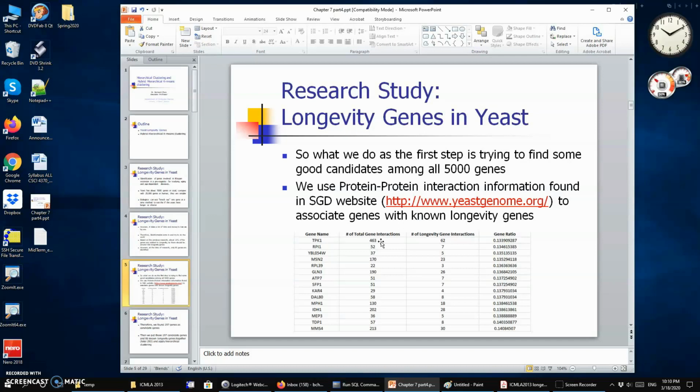What we're interested in is, among all of those interactions, how many of those actually interact with the known 86 genes that we are interested in. We will be able to generate a ratio, and we can sort that ratio to see which other genes have more interactions with longevity genes. From a biology perspective, more interactions indicate a higher probability that you are also a longevity gene. So that is our assumption.